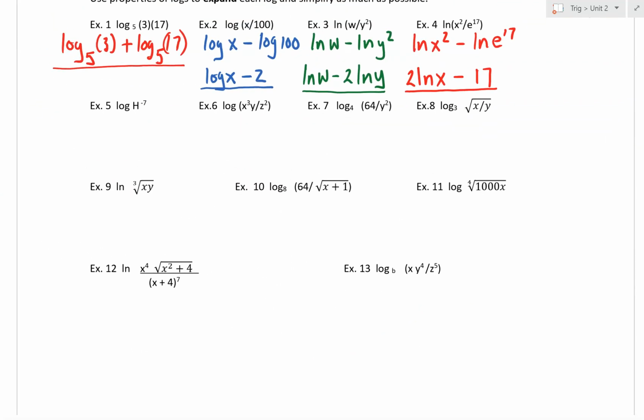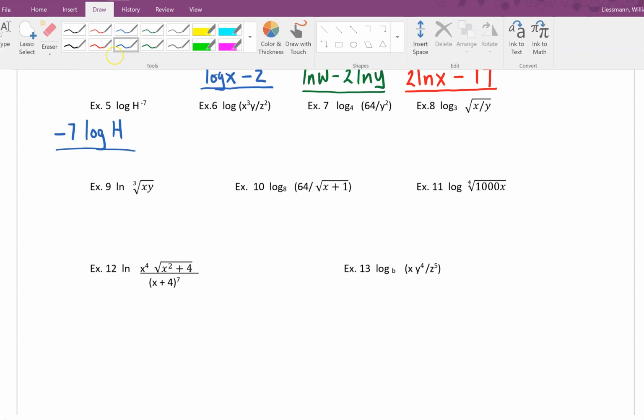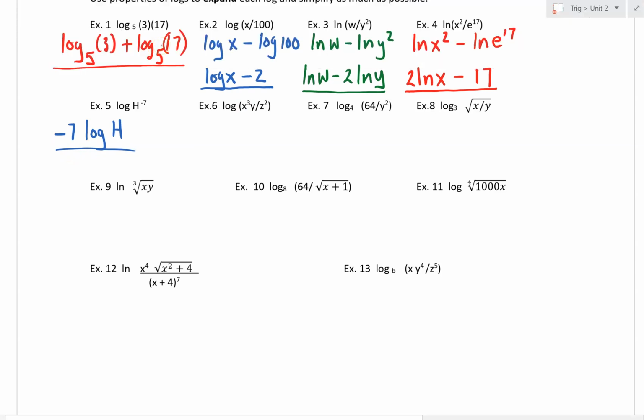Looking at the next one, log of h to the negative 7. Well, this one has an exponent. I need to move the exponent to the front. So negative 7 log of h. There's really nothing else to do. This is the answer to this one. Some are very simple. Some take a little more work. Looking at the next one.